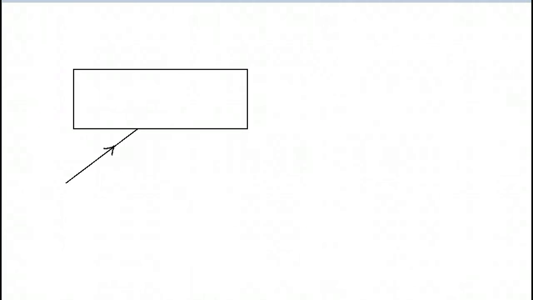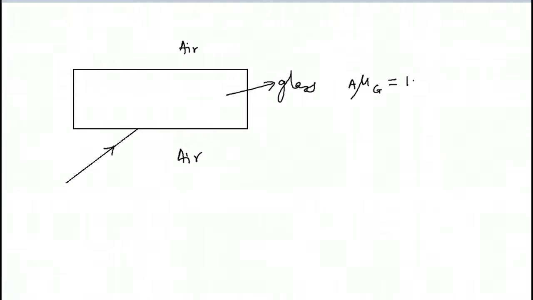Then we are aware that if the slab is of a refractive index which is greater than the surroundings. So for example, typically this slab could be made of glass and the surroundings on both sides could be air, in which case we know that the refractive index of glass with respect to air is typically roughly around 1.5. It could be different, it depends on the type of glass, but this is the rough value.